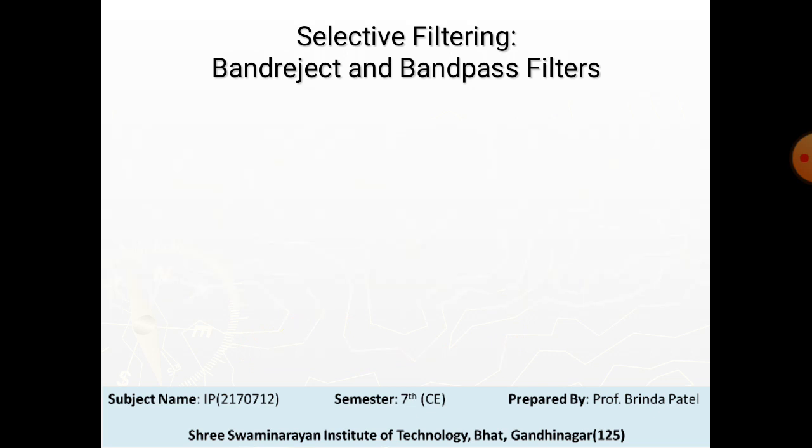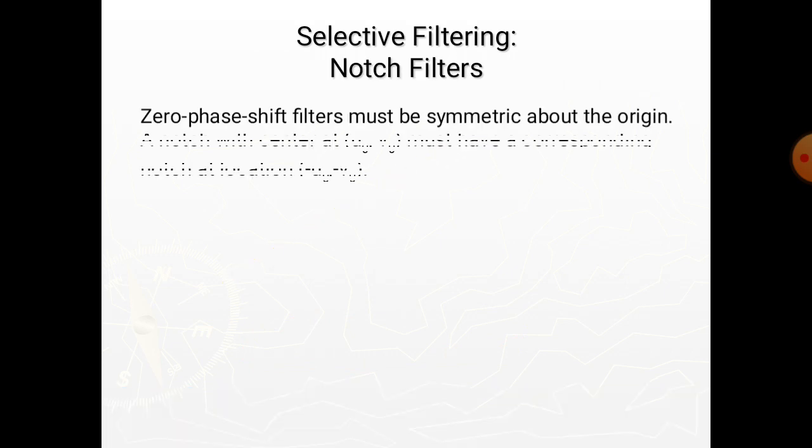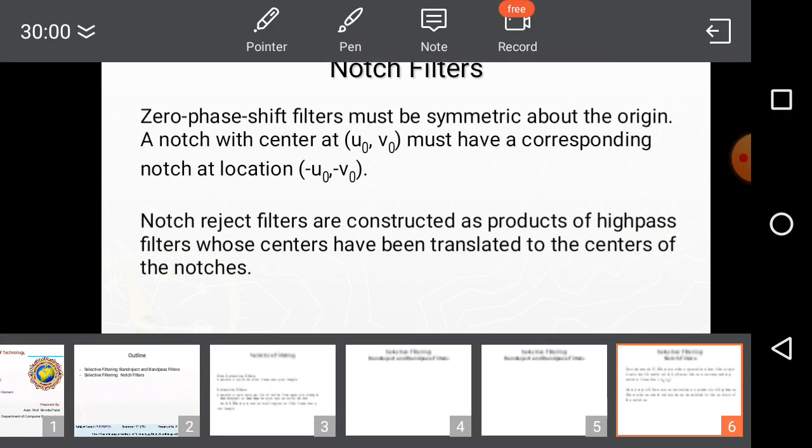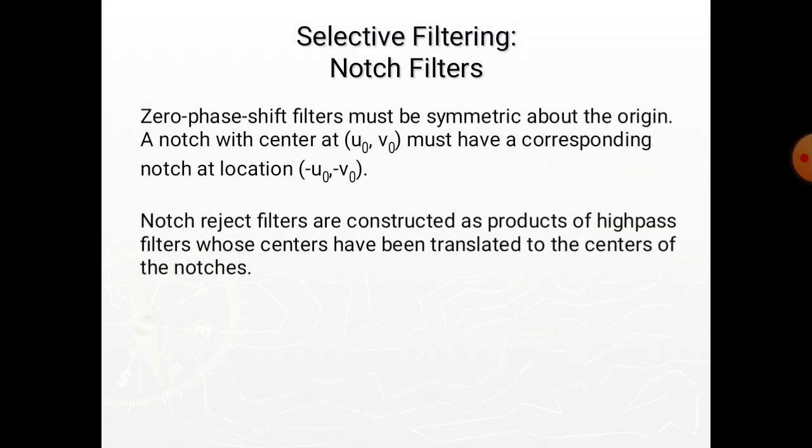Now selective filtering, in that notch filters, right? So notch filters are the most useful of the selective filters. A notch filter rejects frequencies in the predefined neighborhood about the center of the frequency rectangle, right?